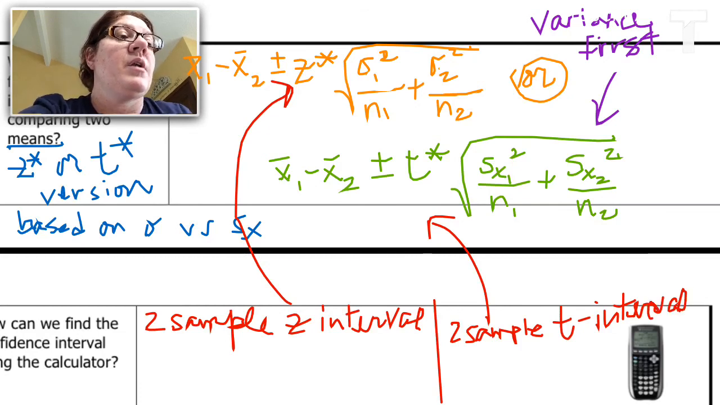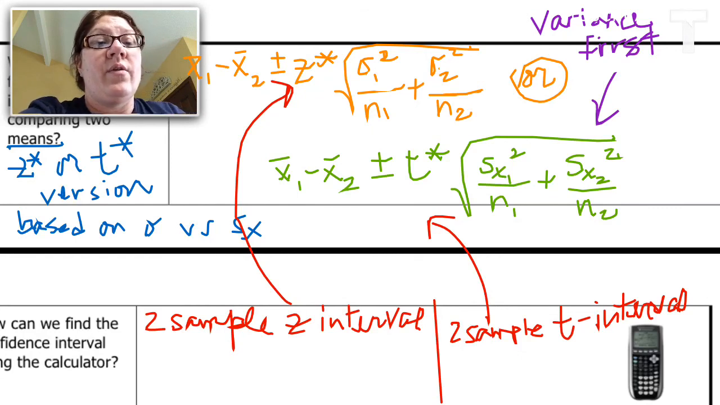Okay, so I'm going to have you do problem 2 and problem 3 in the notes for the rest of the homework.